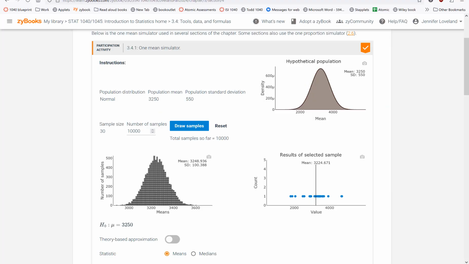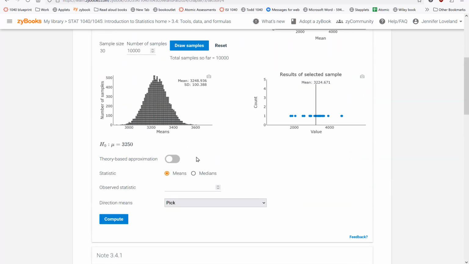So going back to my applet, okay, we drew all of our samples and everything. Notice it will even tell you that the null hypothesis is that my population mean equals 3250 because that's what I put in for my population mean. So it realizes that's what you want to test with your null hypothesis. Okay. Then you say statistic is means. We're not using medians. We're just using means. Our observed statistic, what we actually got in our sample, is 3,400. So I type in 3,400.